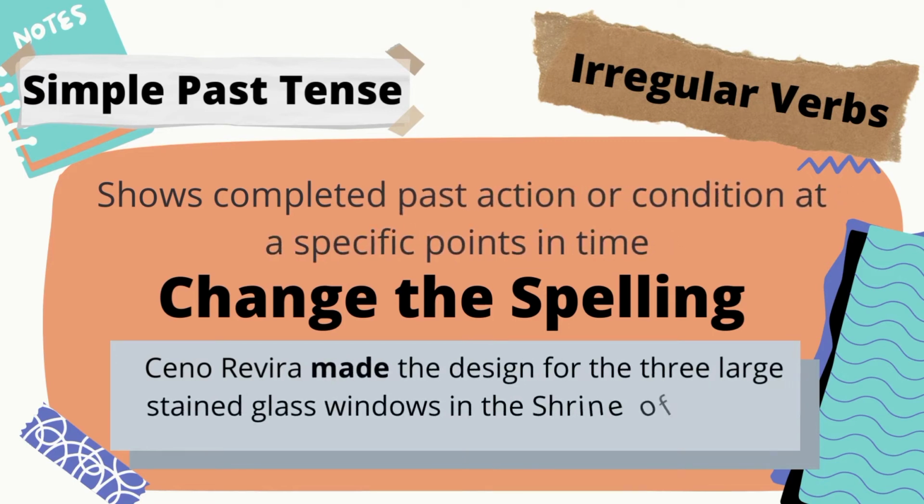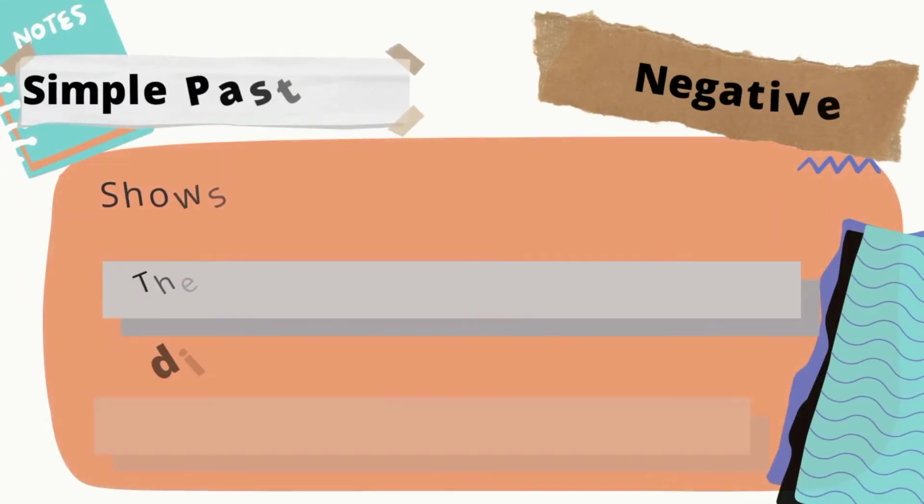Sino Rivera made the design for the 3 large stained glass windows in the shrine of Valor 50 years ago. The verb in this sentence is made, which is the past tense of the irregular verb make. This action is proven to be completed in the past because of the time marker 50 years ago.